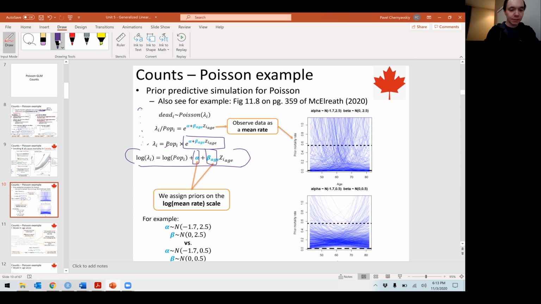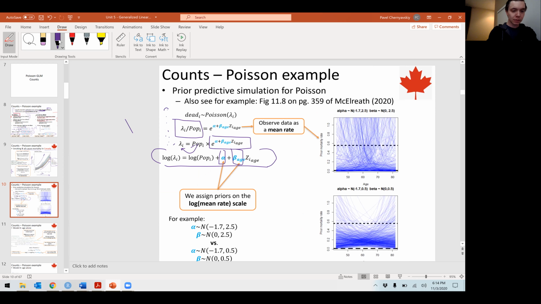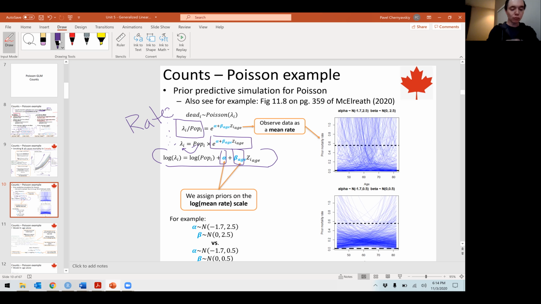Finally, I can divide both sides by population and show that here is my mortality rate, and here is my fitted line. So when we do our prior predictive simulation, I want to compare those two sets of priors.